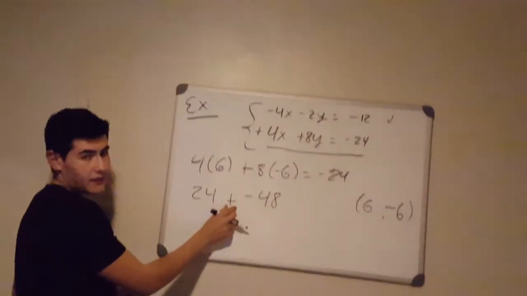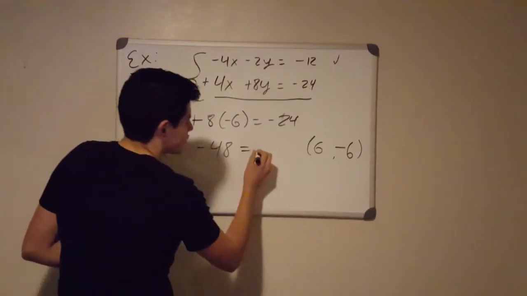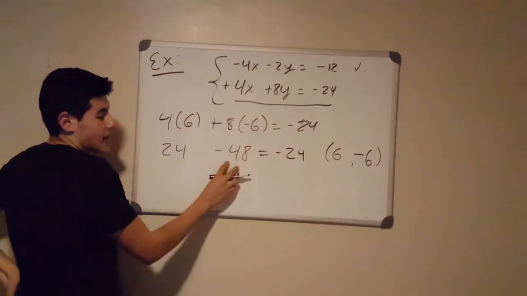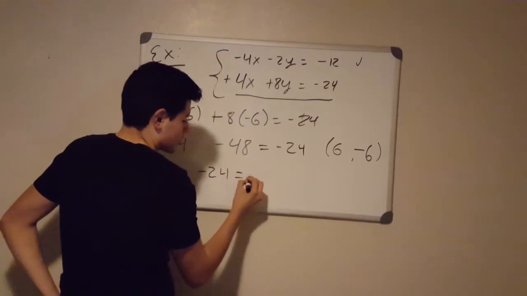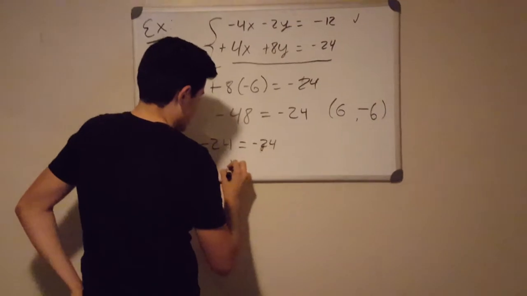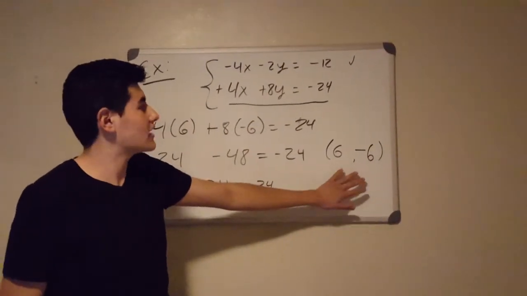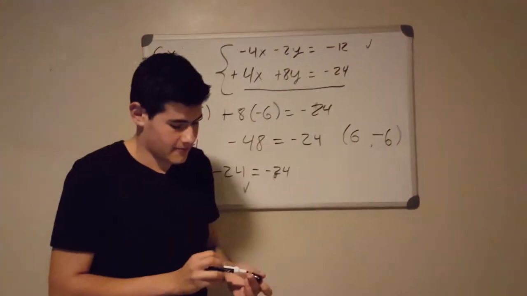So we can actually get rid of this plus sign and just leave it as 24 minus 48 is equal to negative 24. Positive 24 minus 48 gives us negative 24, which is equal to negative 24. Check. So that means that this point is in fact the answer to this system of equations through elimination.